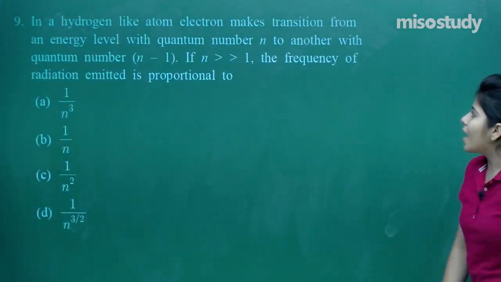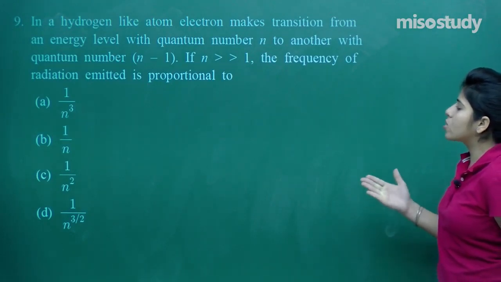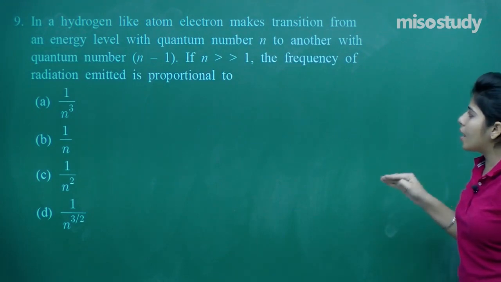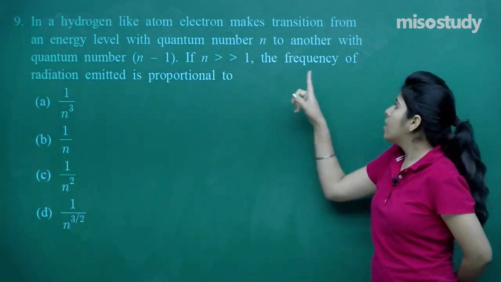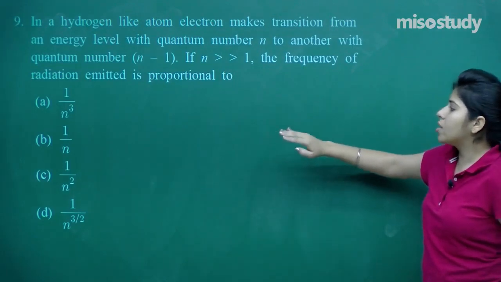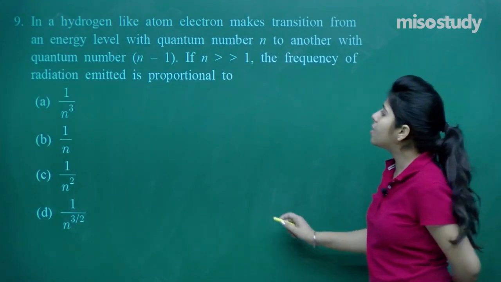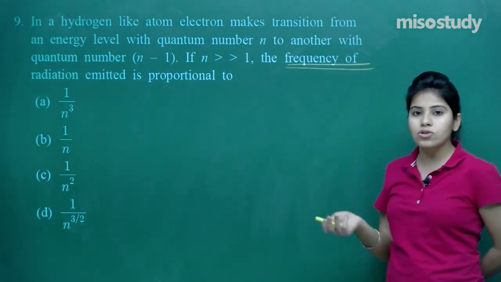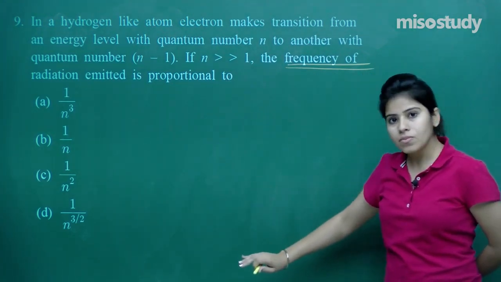In a hydrogen-like atom, an electron makes a transition from an energy level with quantum number n to another with quantum number n minus 1. If n is very much greater than 1, the frequency of radiation emitted is proportional to what? So directly, what I can see here is that we have to apply the formula of frequency, because we have to tell the relation between frequency and the quantum number, right.